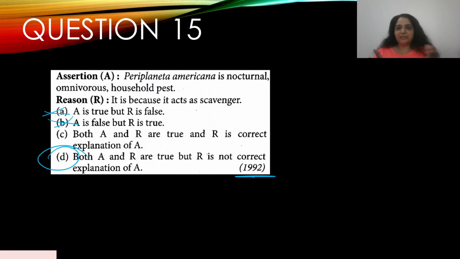Yes, we know for a fact that they are nocturnal, omnivorous, and household pests. But because of that, they act as scavengers? No, that is not correct. So the answer is D. It's not really the correct explanation for the assertion, the reason that is.